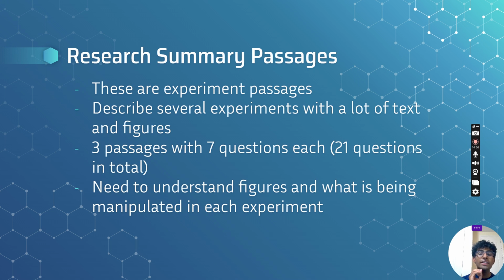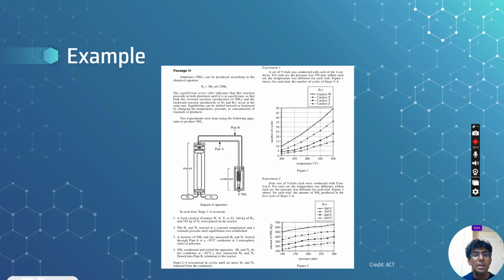You need to understand not only figures here, but what is being manipulated in each experiment. You might have more diagrams that deal with experimental setup. You might have more text for you to read. These are typically your medium level passages. So here's an example. Again, I'm not going to go through the entire passage and questions for time's sake, but it's just important to look at the steps as well as the figures and what is changing in each experiment.